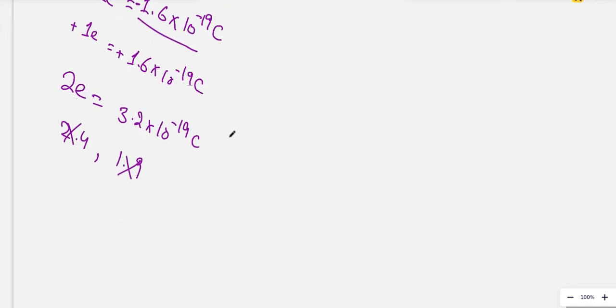So basically, quantization means that the charge will be equal to Ne, the number of protons or electrons, or charged particles, times the fundamental charge, which is 1.6 multiplied by 10 to the minus 19. So this is what quantization means.